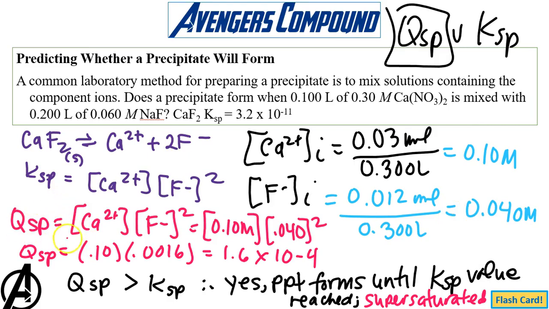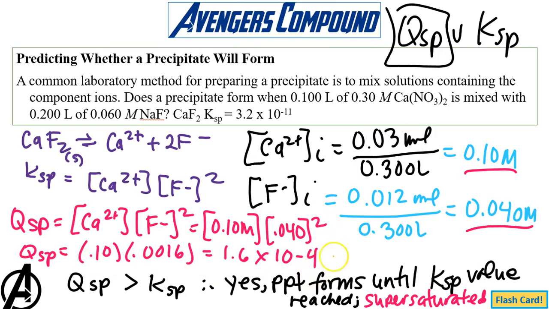Now, my Qsp expression is going to be similar to my Ksp expression. I have my Ca2+ multiplied by F minus squared. So now I'm going to plug in my values here. I have 0.10 molar multiplied by 0.040 squared. So when I take my 0.040 squared, I get 0.0016. I'm going to then multiply that by 0.1, and I get 1.6 times 10 to the negative 4.